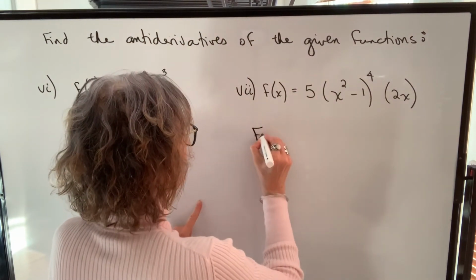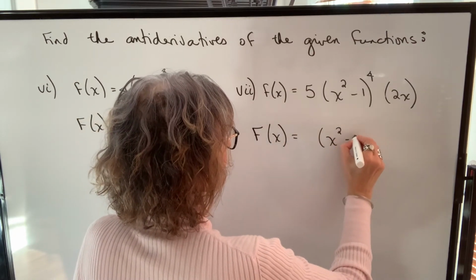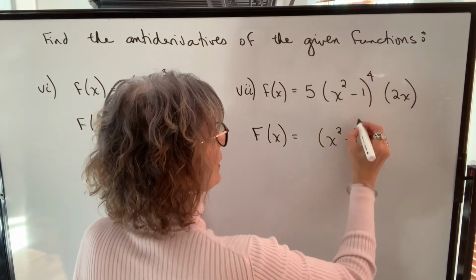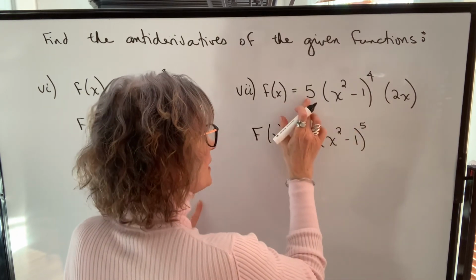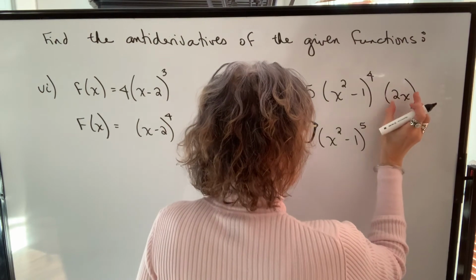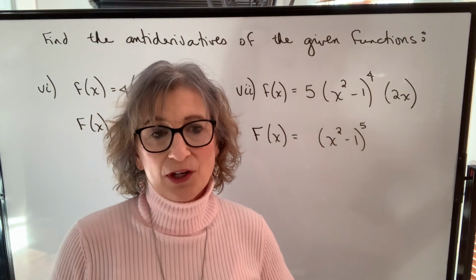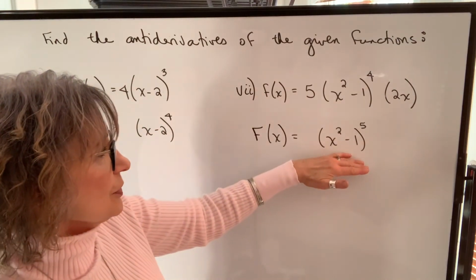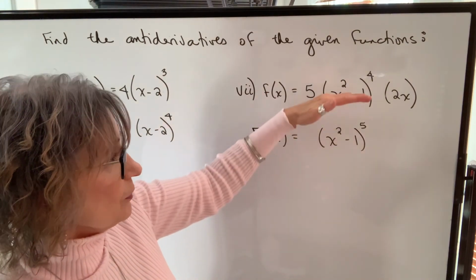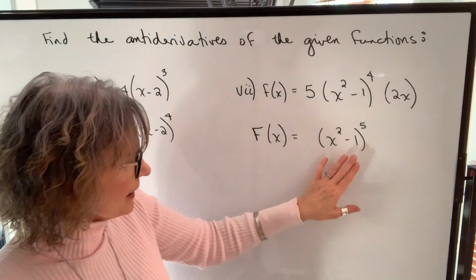But because we have that 2x there, we can use the reverse of our power rule. So our antiderivative would be (x squared minus 1) to the power of 4 plus 1, which is 5. We take 5 and divide by 5. And we basically ignore this. It has to be here, but we kind of ignore it. We know that it will be there when we take the derivative of this power function, but when we do the reverse of that, it doesn't appear.